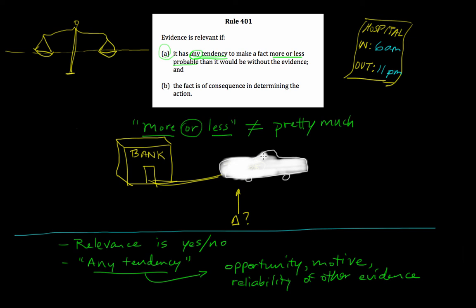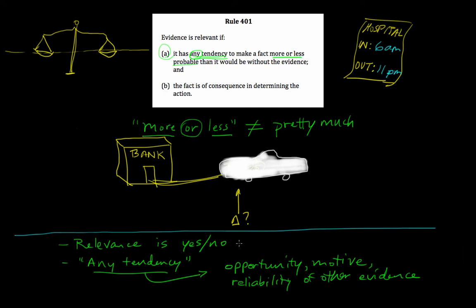Okay, so let's review. For evidence to be relevant, it needs to have some tendency to make a fact more likely to be true or less likely to be true. But that tendency doesn't have to be very strong. Any tendency to nudge us one way or the other in believing whether a fact is true or not true, well, that's enough. And the tendency can come from pretty much anything that would logically make us think that the fact is more likely to be true or less likely to be true.